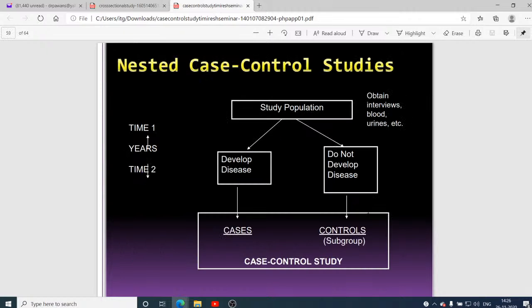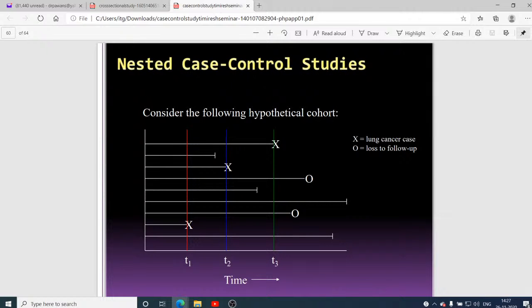Now coming to the nested case control study. What is a nested case control study? We choose a study population, obtain interviews, blood, urine samples, etc. Then we divide them into those who develop disease and those who do not develop disease, and then we follow them up as cases and controls. It is also a case control study, but a little different design.